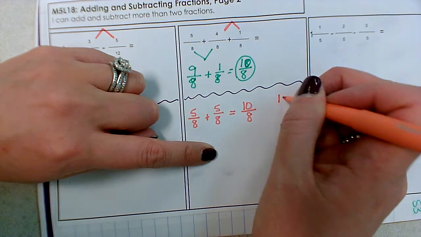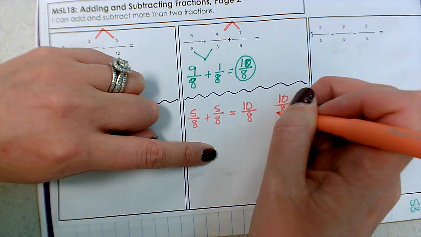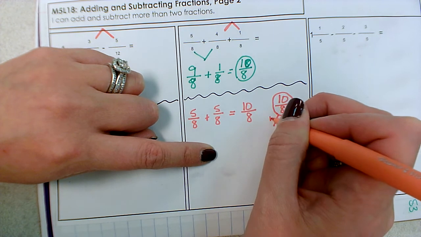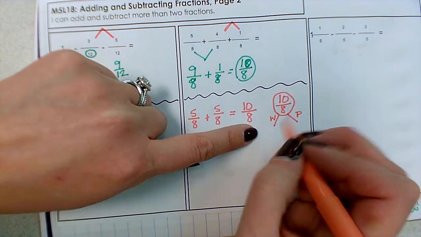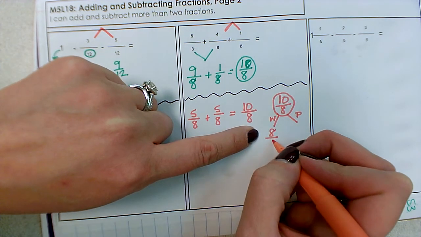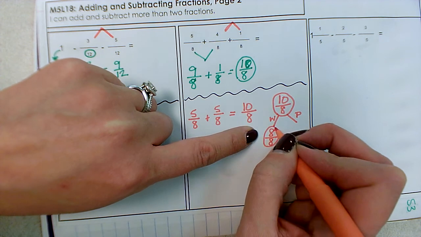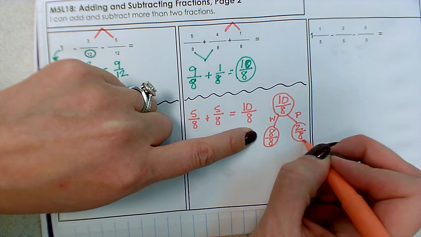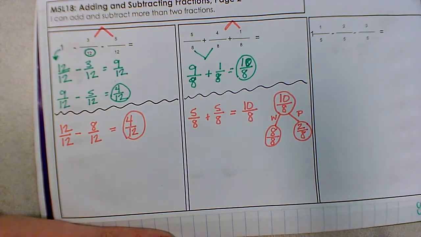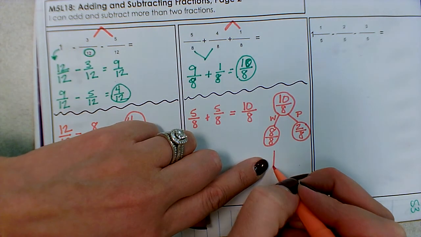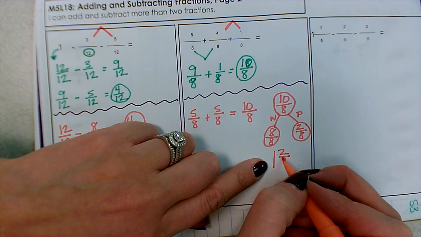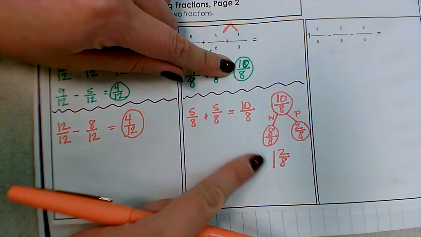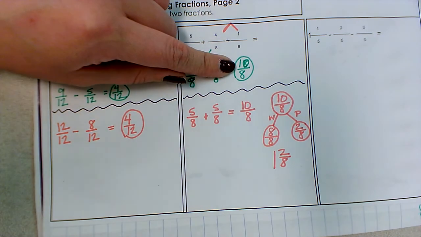So I'm going to take my 10/8 and I'm going to create a number bond to see how I can rewrite that. So remember, when I do that, I'm looking for my whole and my part. My whole would be 8/8. And then the leftover part is 2/8. And I know 8/8 is 1 whole, and I stick on my part of 2/8. So 10/8 is equal to 1 2/8.